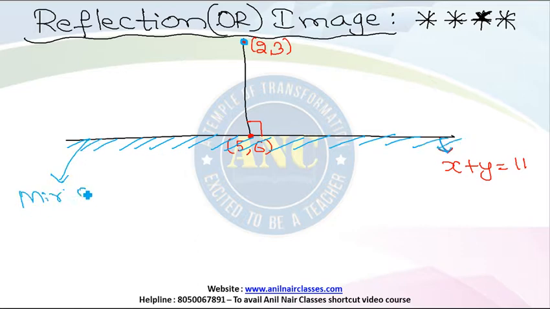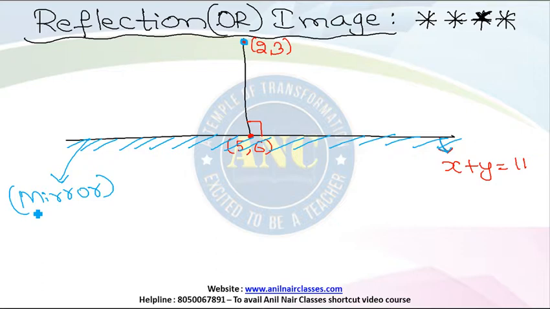Now, if this is acting as my mirror, think logically. I want to find the reflection. If you stand in front of a mirror, however you act in the real world, the mirror world will also show you the same way. The way you acted, the speed at which you are acting, everything remains the same when you stand in front of a mirror.